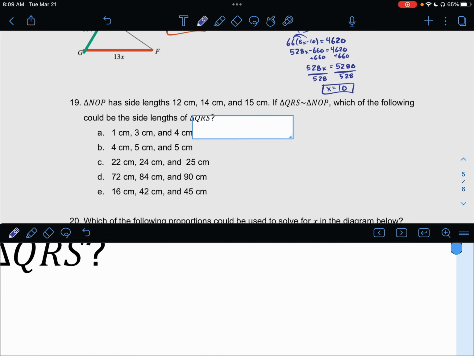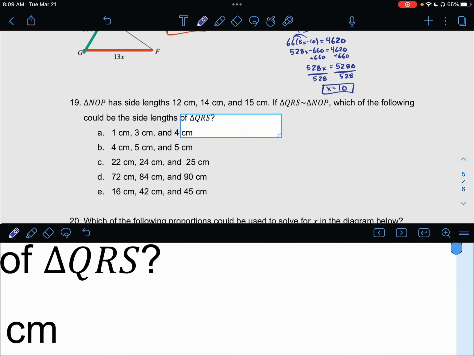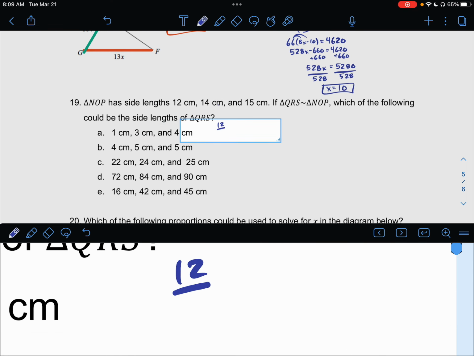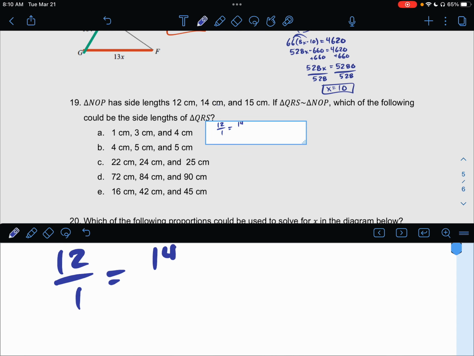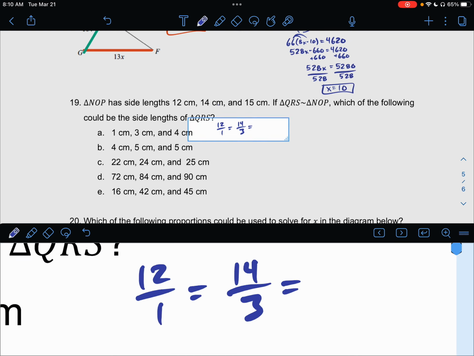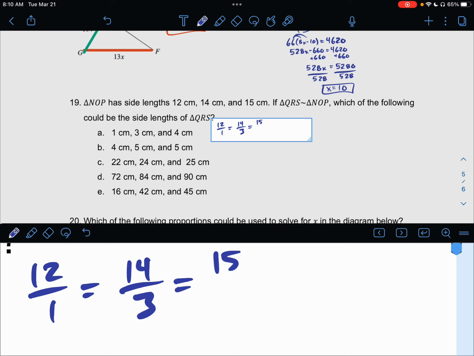So what I could do is I have the 12 as the first side, the 1 is the first side, so I could say 12 over 1, and so the 14 is the second side, the 3 is the second side, 14 over 3, and the 15 is the third side, the 4 is the third side, so I could say 15 over 4. I could reduce these down, and none of these are actually going to reduce, so this one is just not going to be it.